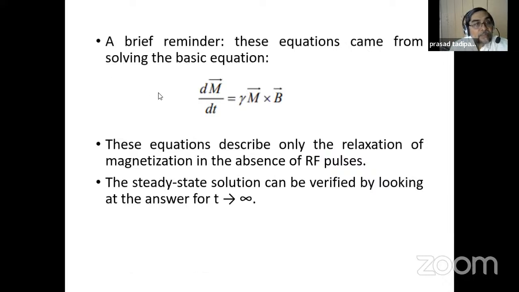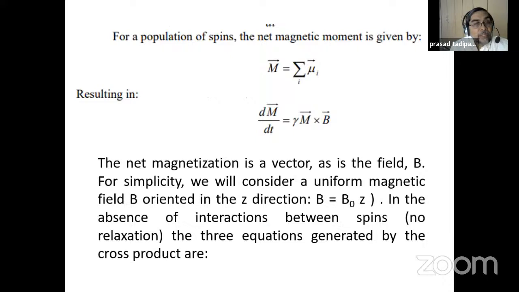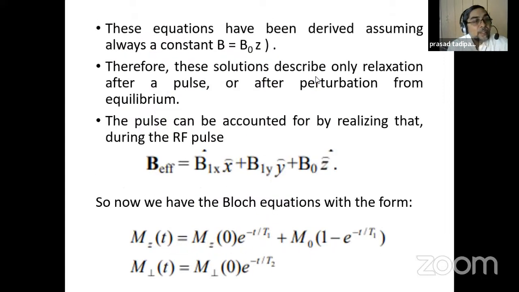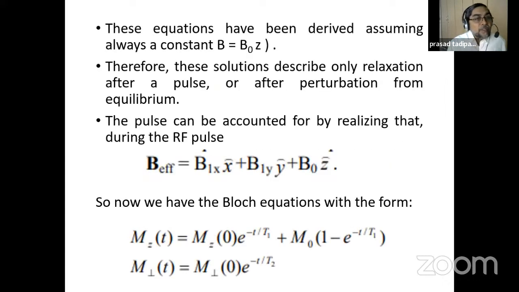Briefly, we will remind you: this is where you are getting dM by dt equals gamma M cross B. That is the starting point. From this we start, and we derive the final equations of these steady state solutions. So the steady state solutions are important.